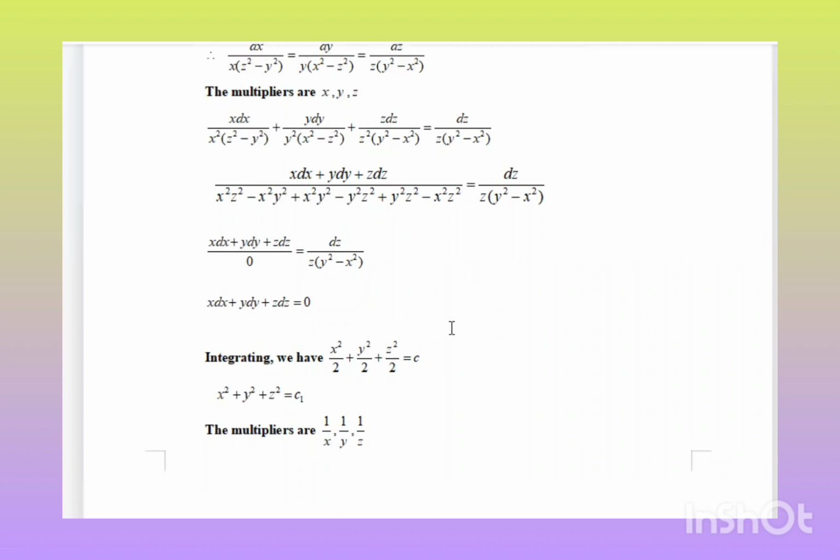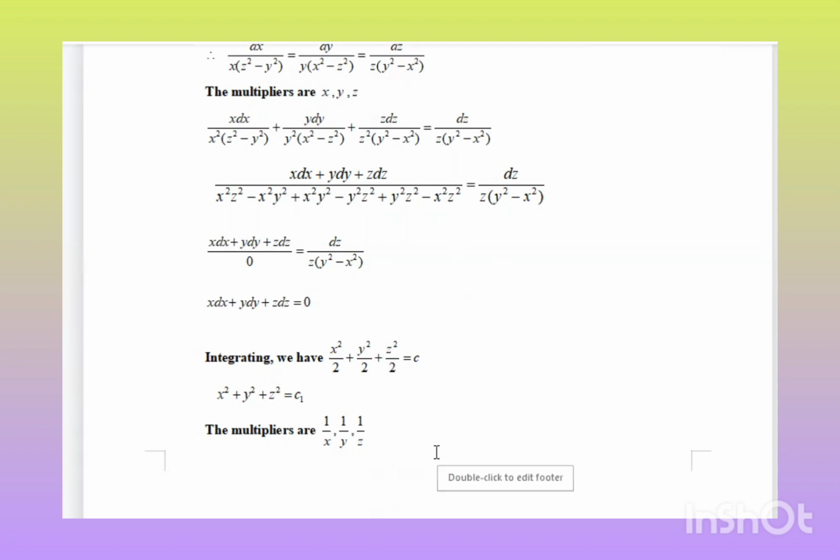Integrating on both sides, you get x square by 2 plus y square by 2 plus z square by 2 is equal to c. Taking 2 common in the denominator, x square plus y square plus z square is equal to 2c. 2c is also a constant, C is a constant. So that's why I have taken x square plus y square plus z square is equal to c1.